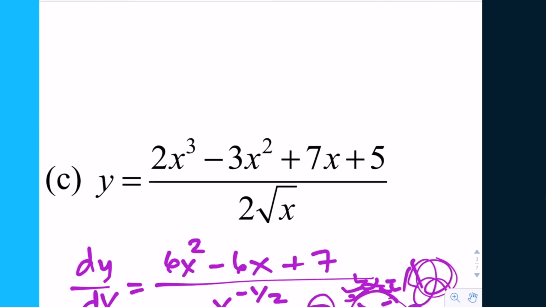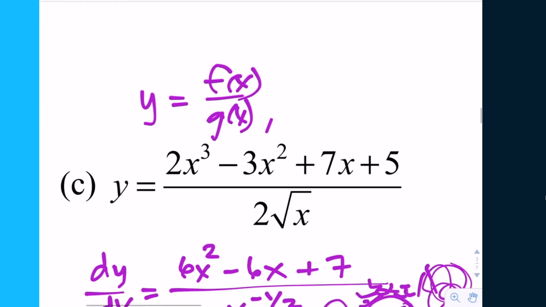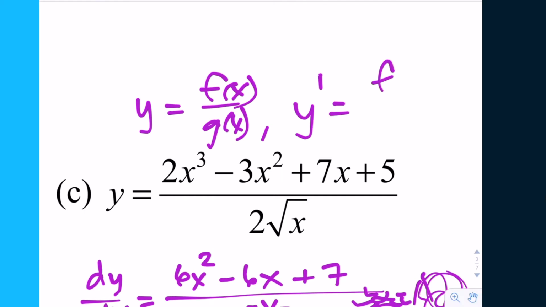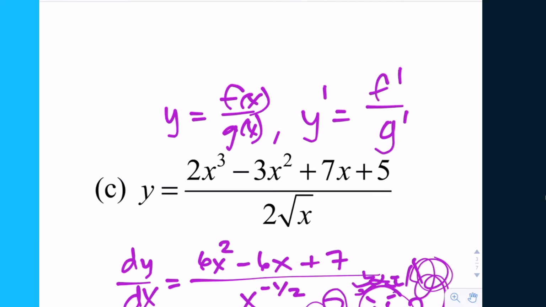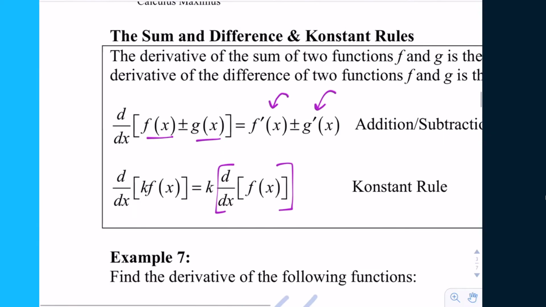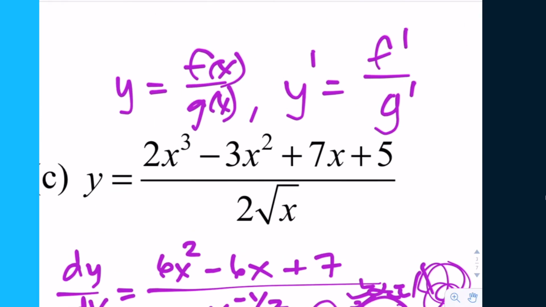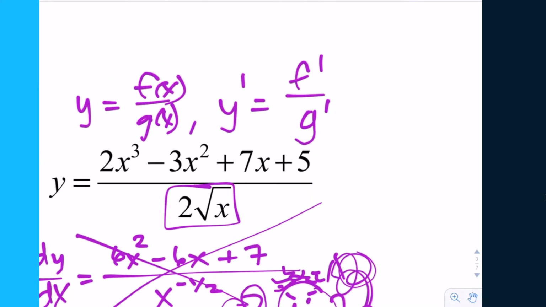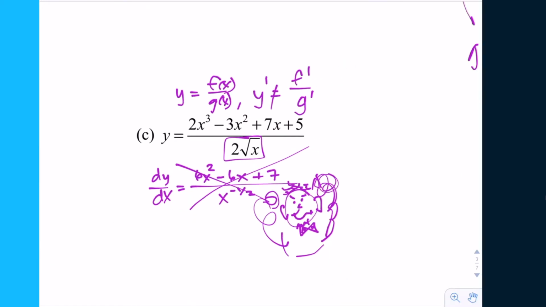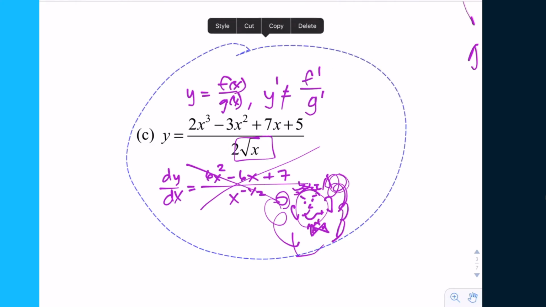Wait, did we ever have a rule that said if y equals f of x divided by g of x, then y prime is just f prime over g prime? Did we learn that rule? No, I don't think we learned that rule. And the denominator is not just a constant, so you can't do that. In fact, y prime is not equal to f prime over g prime. Good news is there will be a rule later on for that. Right now, that's not it. So what we have to do instead is just get rid of all that. Sorry, Pigpen.